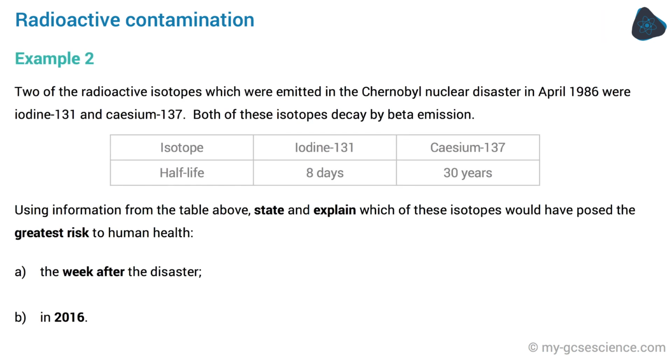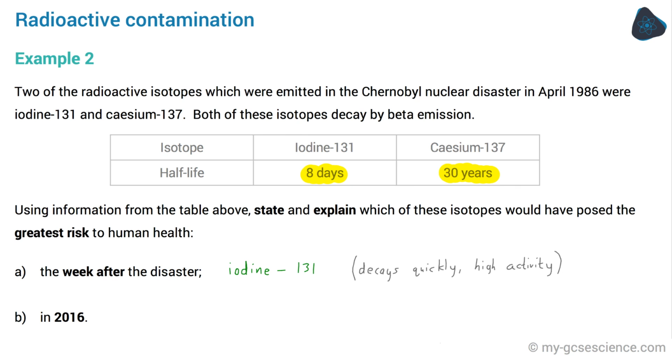Have a read through example 2 now, which is about 2 of the potentially hazardous isotopes which were emitted in the Chernobyl disaster. As you can see, iodine-131 has a half-life of just over a week, and cesium-137 a half-life of around 30 years. The correct answer for part A is iodine-131. Because its half-life is quite short, it decays quickly, and so will have emitted lots of beta particles in the days and weeks after the disaster.